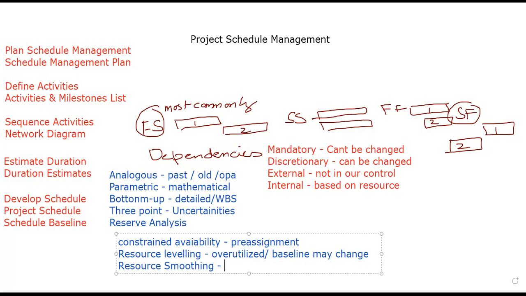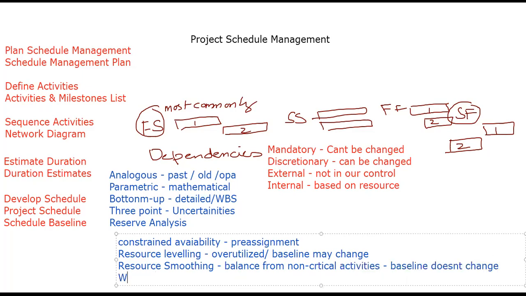If you are running short on resources or there is stress on critical path activities, we use resource smoothing to balance the resources from non-critical activities to critical path activities. Here, the baseline doesn't change. You just swap some resources so you can finish the critical path activities on time. And to do all those things, the technique you use is called what-if scenario analysis. So that was develop schedule.